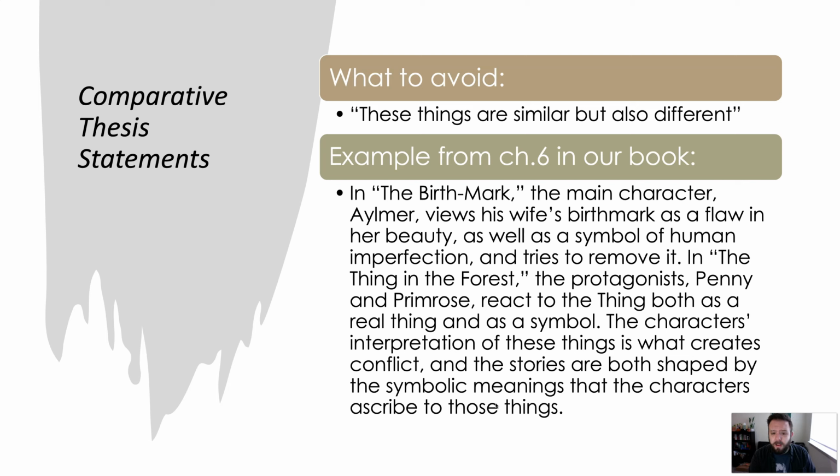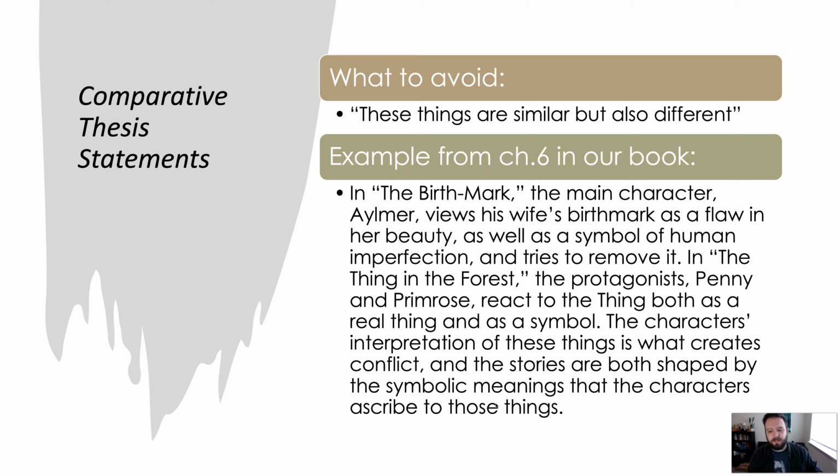In The Birthmark, the main character, Aylmer, views his wife's birthmark as a flaw in her beauty, as well as a symbol of human imperfection, and tries to remove it. In The Thing in the Forest, the protagonists, Penny and Primrose, react to the thing both as a real thing and as a symbol. The characters' interpretation of these things is what creates conflict, and the stories are both shaped by the symbolic meanings that the characters ascribe to those things.